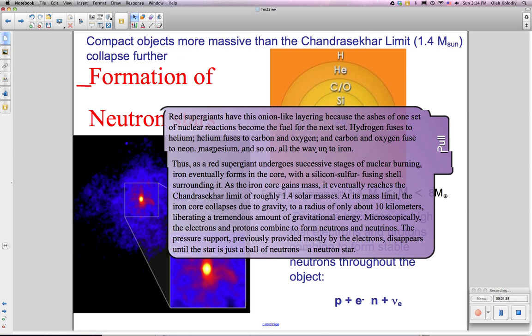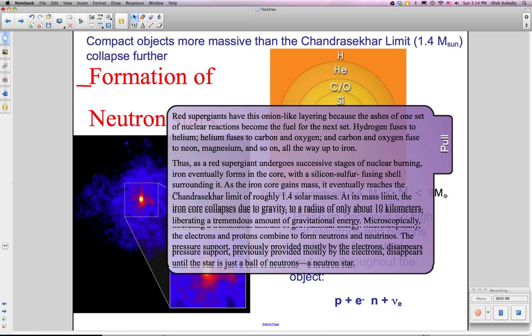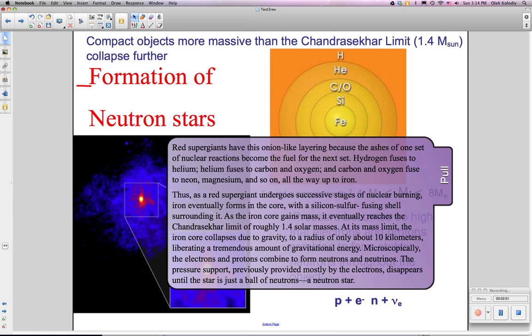So these stars, which are red supergiants, as shown in the picture below, become the fuel for the next set. Hydrogen fuses to helium, helium fuses to carbon, and carbon and oxygen fuse to neon, magnesium, and so on. Thus, as a red supergiant undergoes successive stages of nuclear burning, iron eventually forms in the core. As the iron gains mass, it eventually reaches this Chandrasekhar limit of roughly 1.4 solar masses.